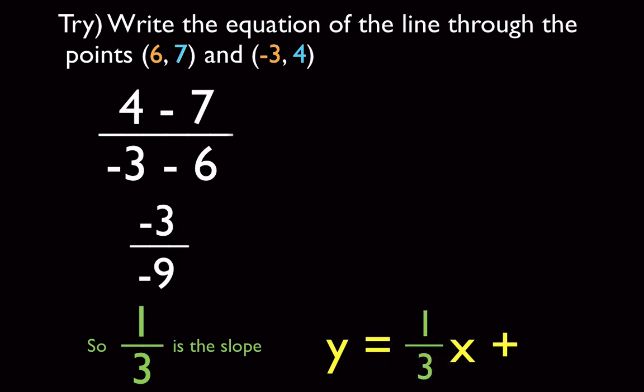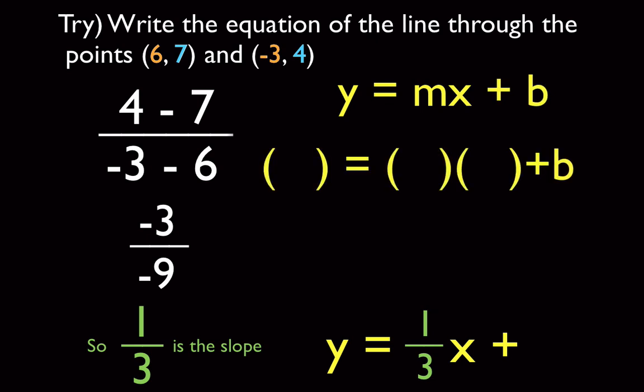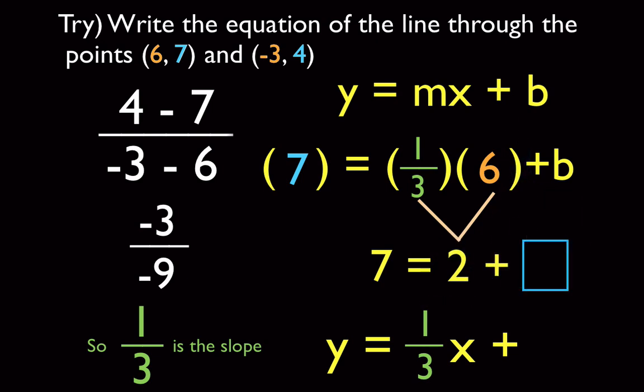Okay, from there we're going to go ahead and plug it in. I chose a point that I thought would be easier, which is 6, 7. I chose it because there's no negatives. Remember, what we want to do now is we want to think, when I go to multiply 1/3 times 6, what is 1/3 of 6? Which is in fact 2. That means the number that goes in the box to make that make sense is 5. And so my y-intercept is 5.